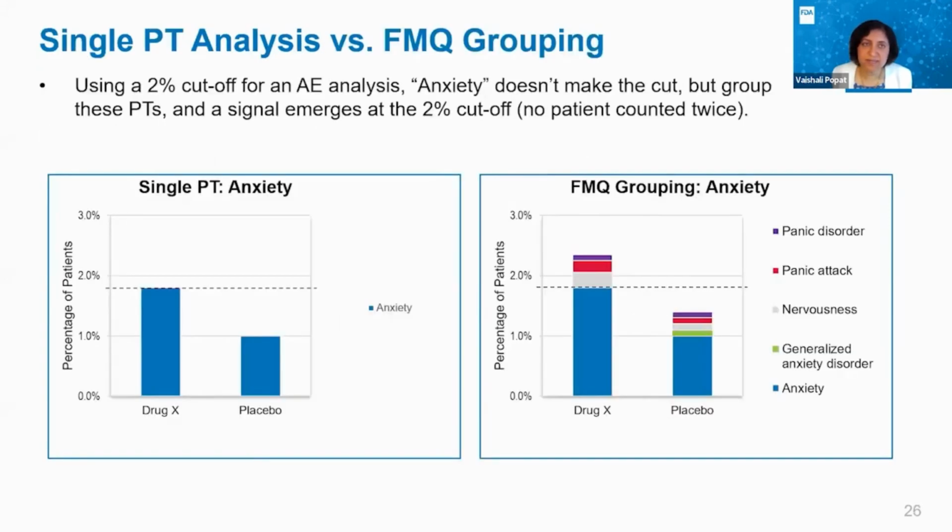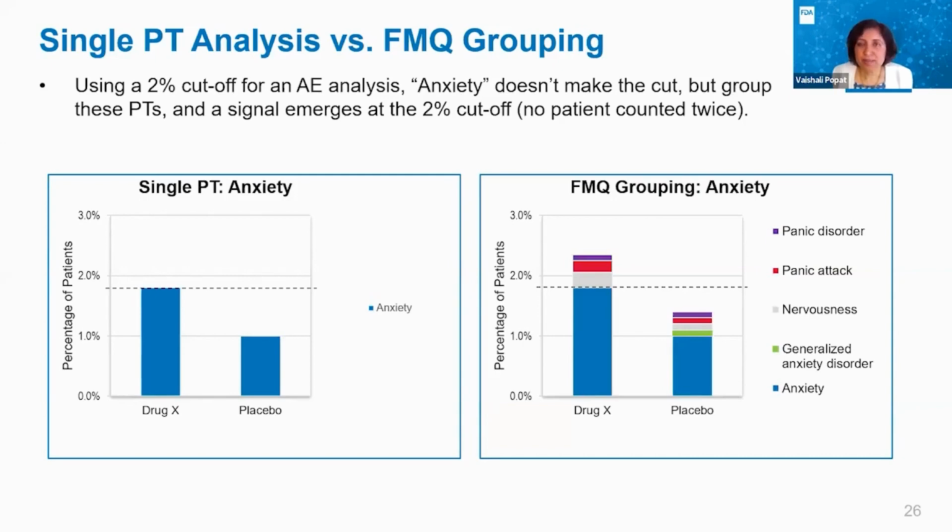Next slide, please. So let's take a look at the example of how this is helpful. If you look at the left side graph, it shows the analysis of single PT for anxiety, and the right side graph combines panic disorder, panic attack, nervousness, generalized anxiety disorder along with anxiety, because all of these are related to anxiety.